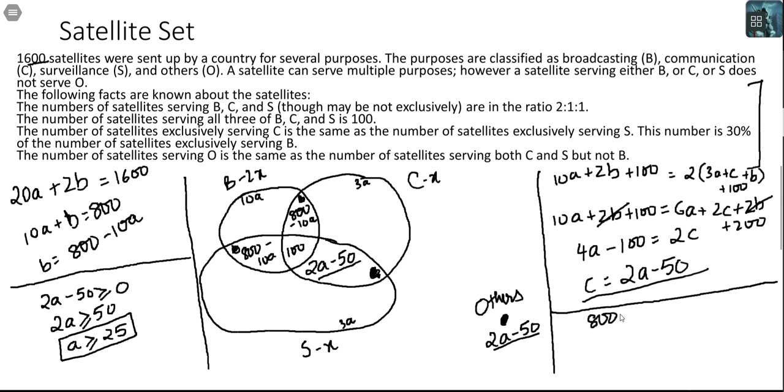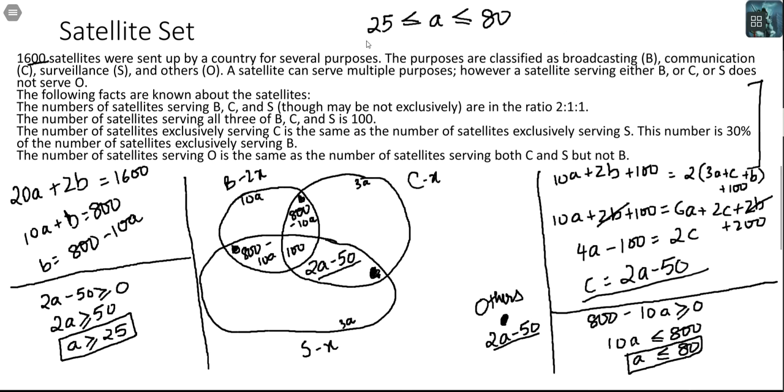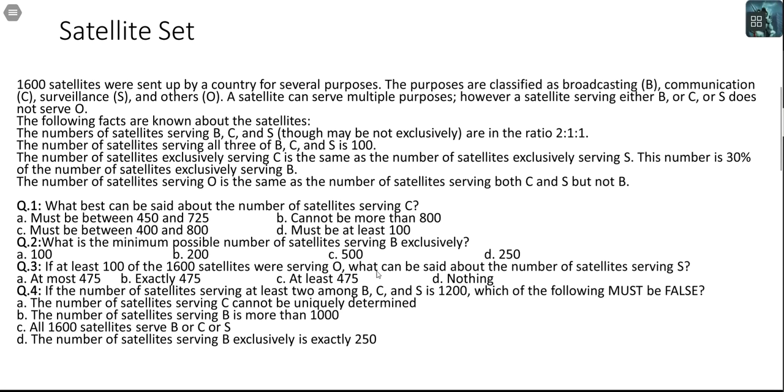So 800 minus 10a, if this has to be greater than or equal to 0, 10a has to be less than or equal to 800, or a has to be less than or equal to 80. This now gives me the upper limit for a. So a, the only variable left in our running, can range anywhere from 25 to 80. We have found this range. Let's get to individual questions.